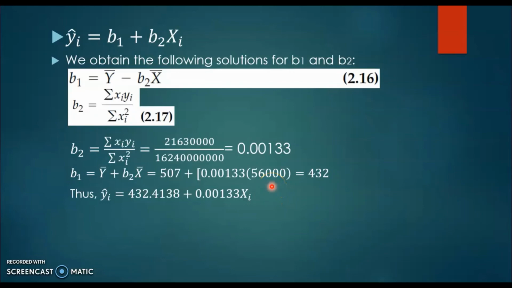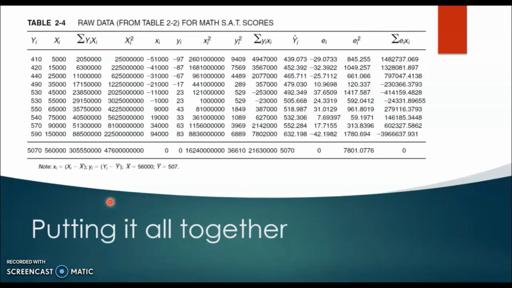But of course, if you have larger decimal points, then the more accurate it will be. Okay, since we know that y cap is equal to 432.4138 plus 0.00133x, we use this same formula in order to determine the specific value for y cap, which is the predicted value of y for each observation.